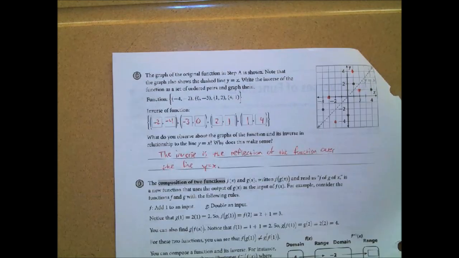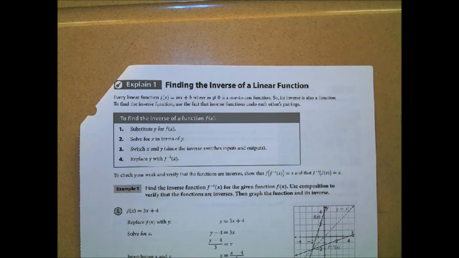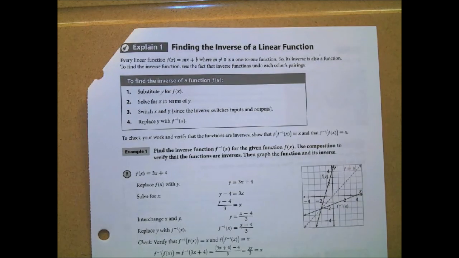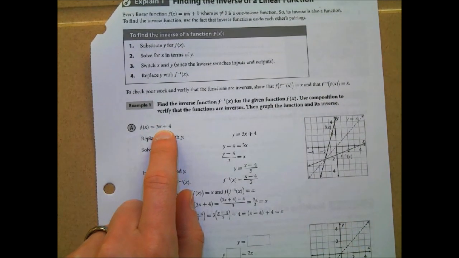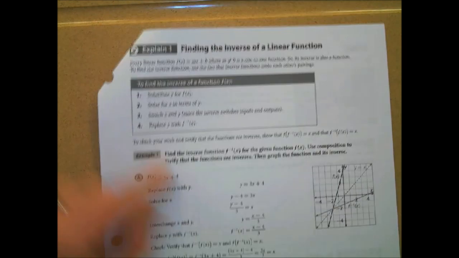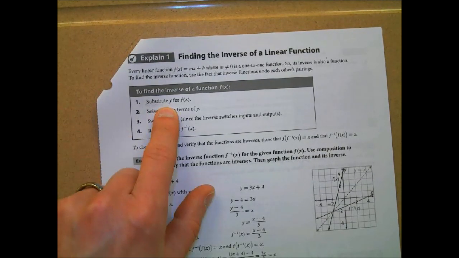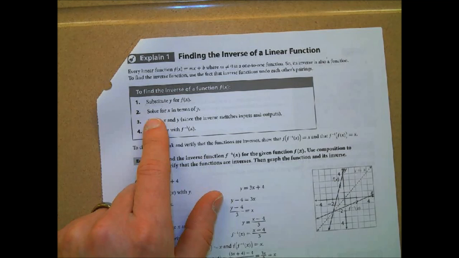Now, let's say we have an actual function and we want to find the inverse of it. So for example, let's say we've got f of x equals 3x plus 4. How can we find the inverse of that? Well, you're going to follow these steps. Substitute y for f of x. Solve for x in terms of y.